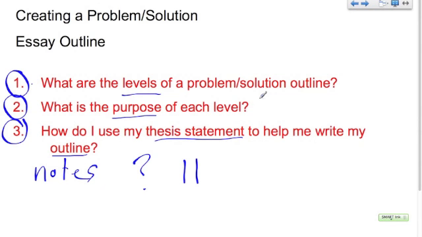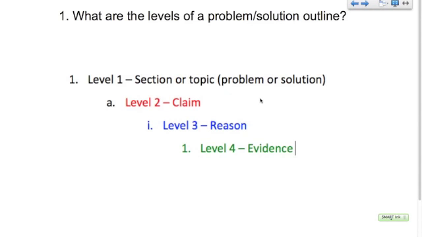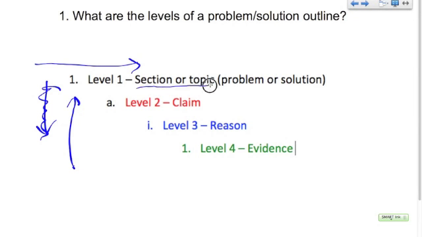Okay, so let's talk about that first question. What are the levels of a problem solution outline? Well, first of all, I want to point out that the levels, guys, they're not up to down levels. They work from left to right. So level 1 is the level that is on the farthest left here. This is level 1, and it is going to be the section or topic that you're outlining.